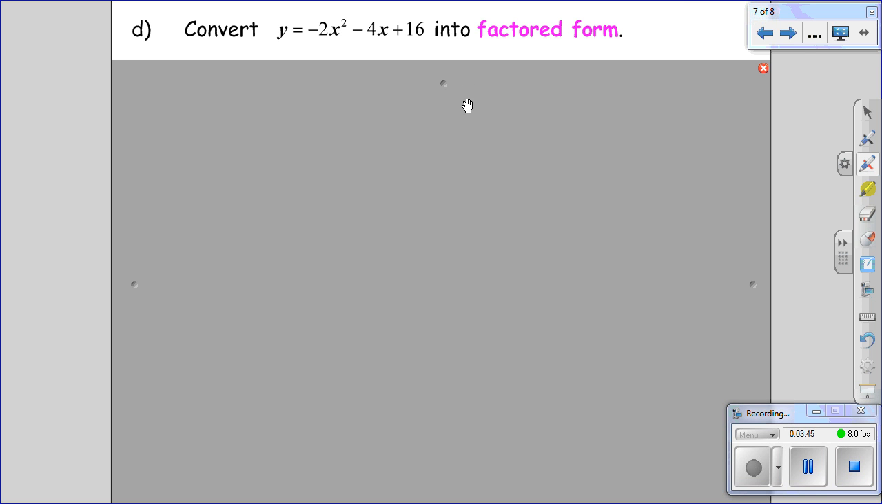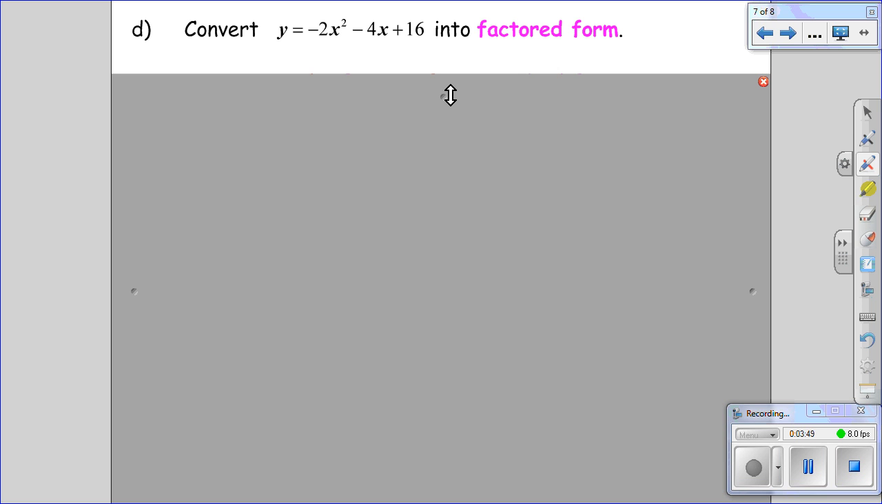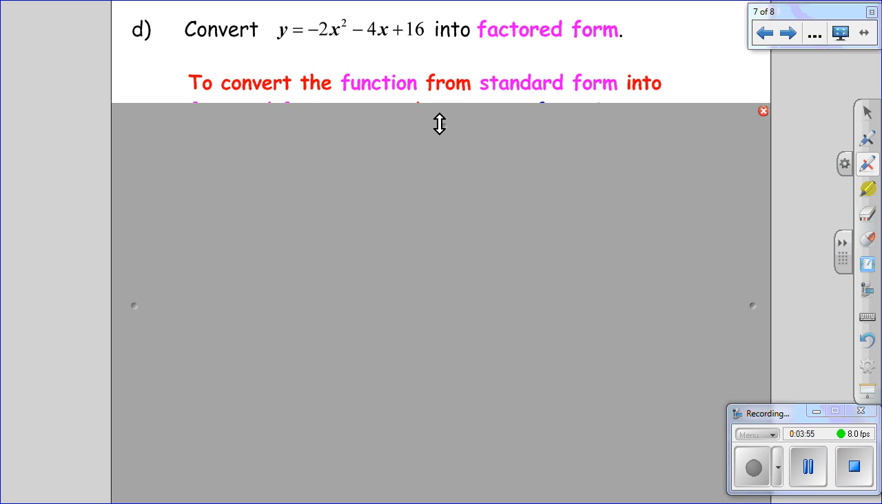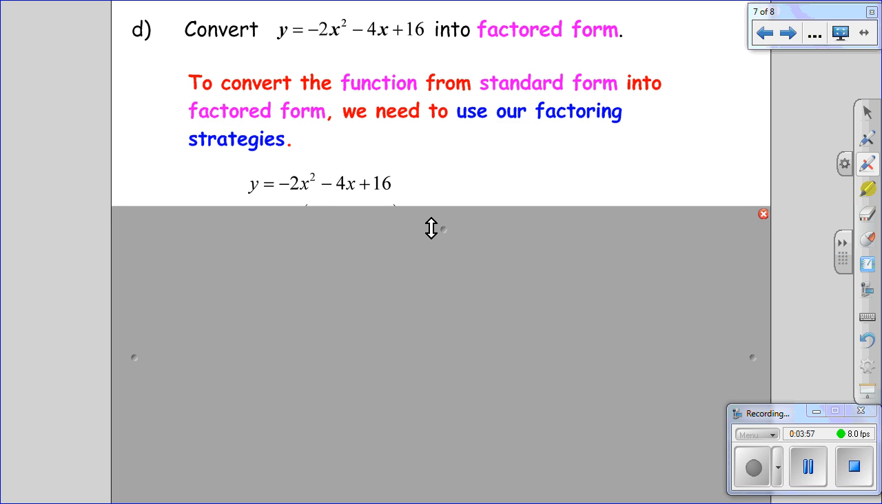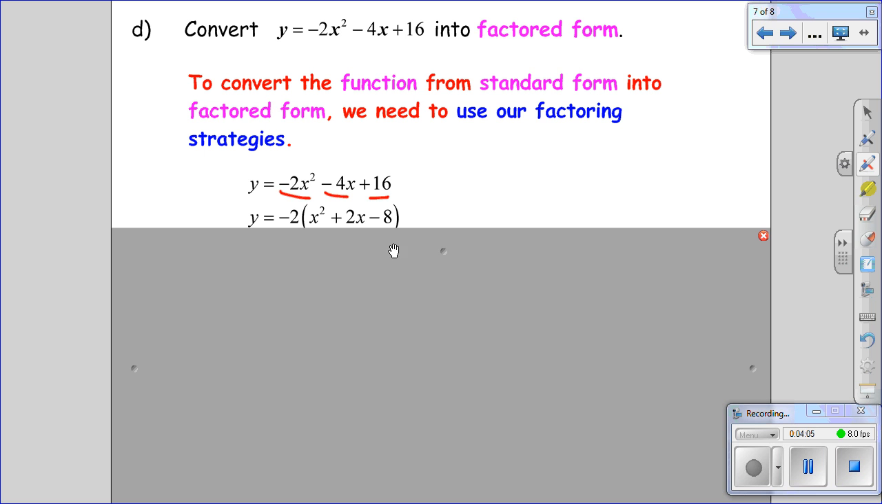Last one, we're going to convert one quadratic function into factored form. Now the first thing we have to talk about with factoring is, what do we do first? We always common factor first. So that's the first thing. If I look, they've all got a negative 2 in common. Because of course I want to be left with a positive x squared, so I need to make sure I keep the negative 2 out of the polynomial in the bracket.